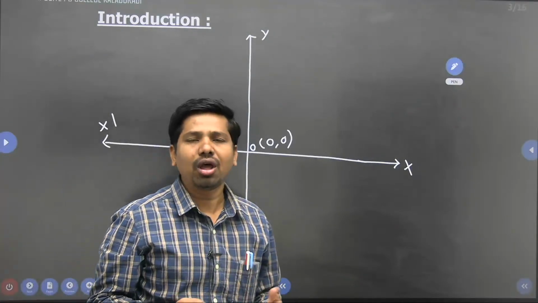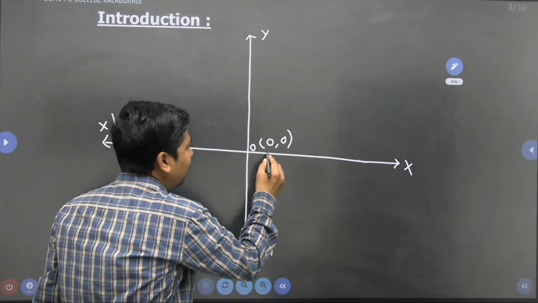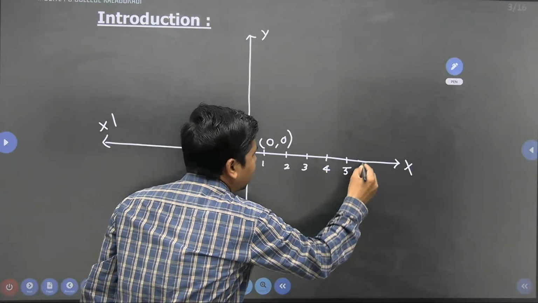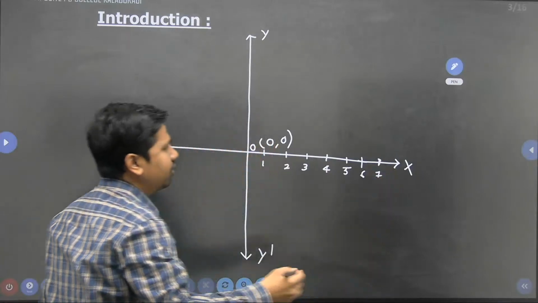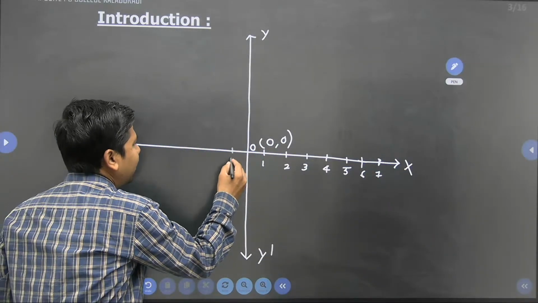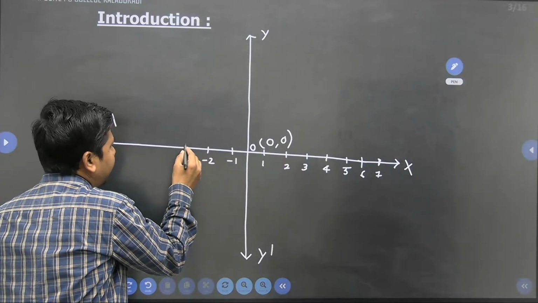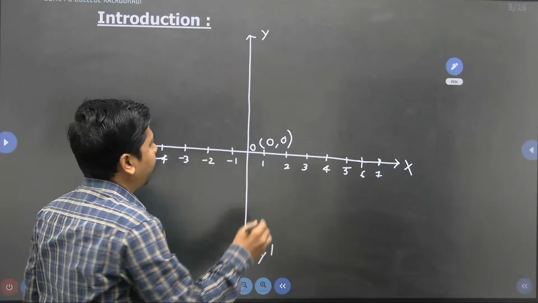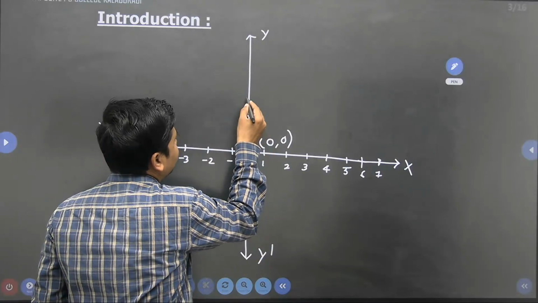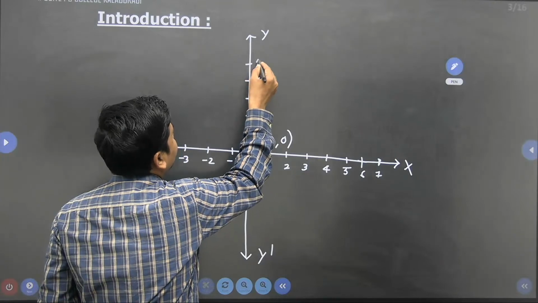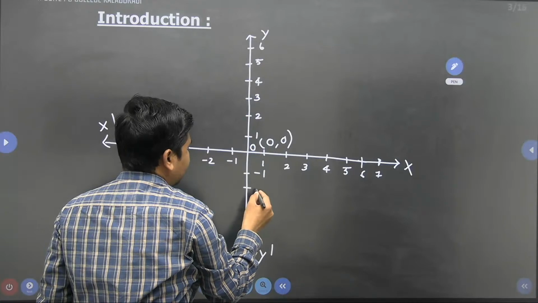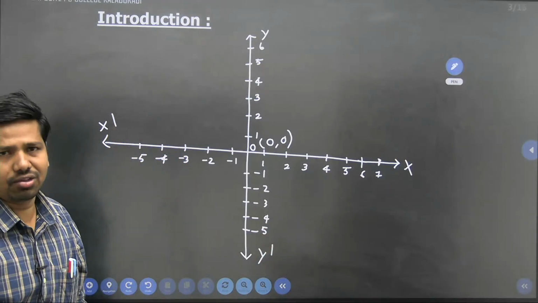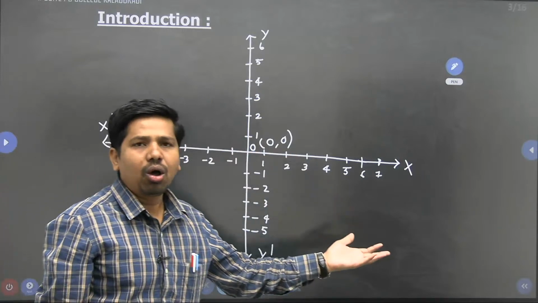So how do you represent a point on the x-axis? On the positive x-axis, the points have x positive. Suppose I'm taking 1, 2, 3, 4, 5, 6, 7. These have x positive on the x-axis, and x is negative on the negative x-axis: -1, -2, -3, -4, -5. And y is positive on the positive y-axis, that is +1, +2, +3, +4, 5, 6, and y is negative on the negative y-axis. So this is said to be the coordinate plane or xy plane.